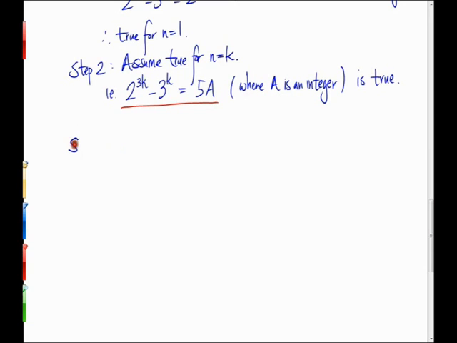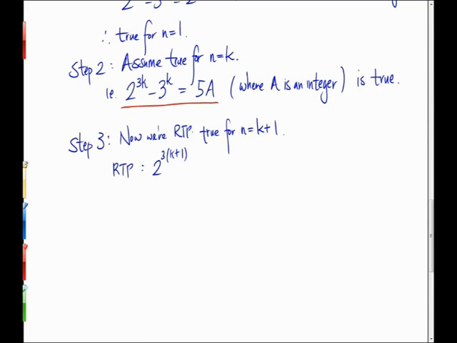Alright, so step 3. Step 3 is where the bulk of your marks are going to come from. Now we're required to prove true for n equals k plus 1. So what are we required to prove? TP: we are required to prove that 2 to the power of 3. Now, when it's a k, you replace the whole k with a k plus 1. Don't forget the brackets.